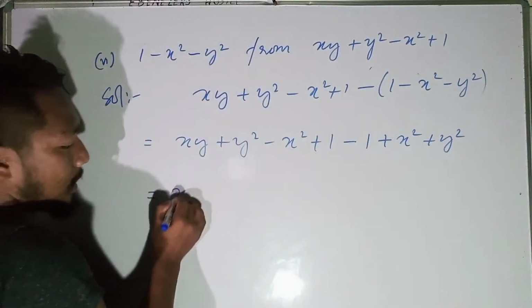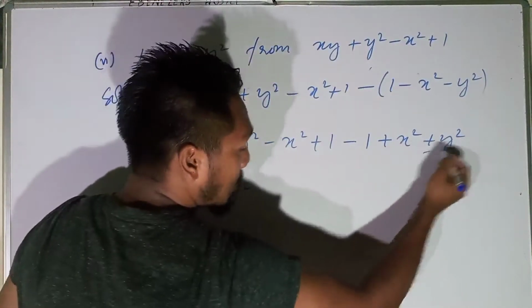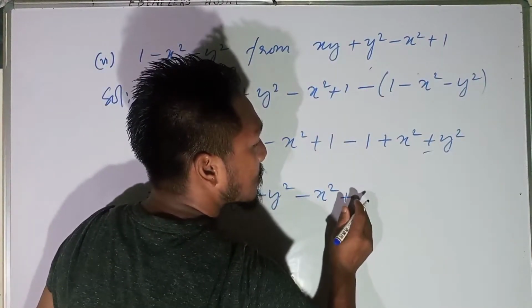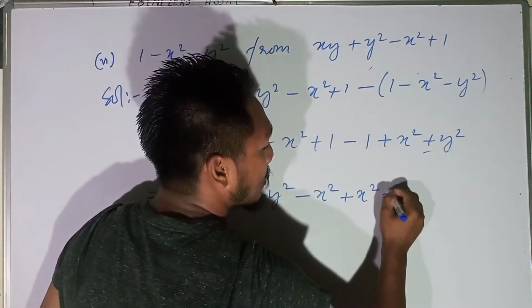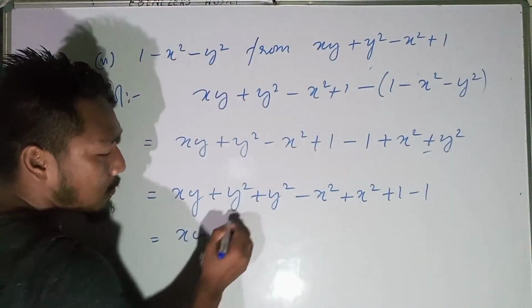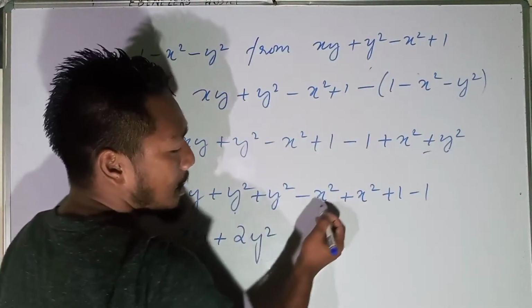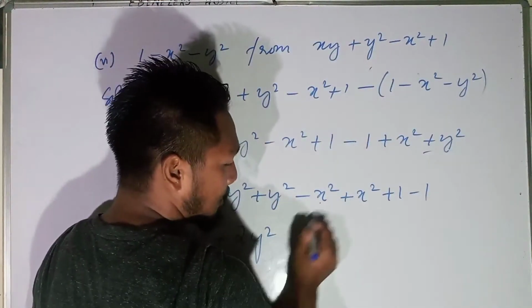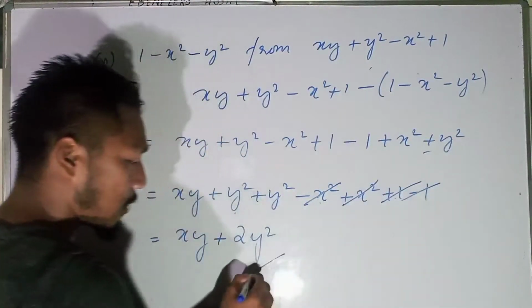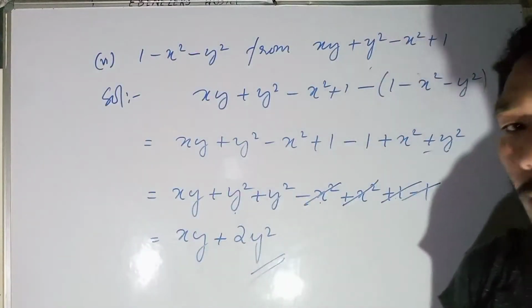So here's xy, we don't have any other xy, repeat the same thing, y squared and plus y squared, I will write it together. Minus x squared and plus x squared. Plus 1 and minus 1. So here you see xy and xy, plus and plus is here. That means I can sum up, this will become 2xy. Minus x squared plus x squared will become 0. Plus 1 minus 1 will become 0. So answer is what? xy plus 2y squared.